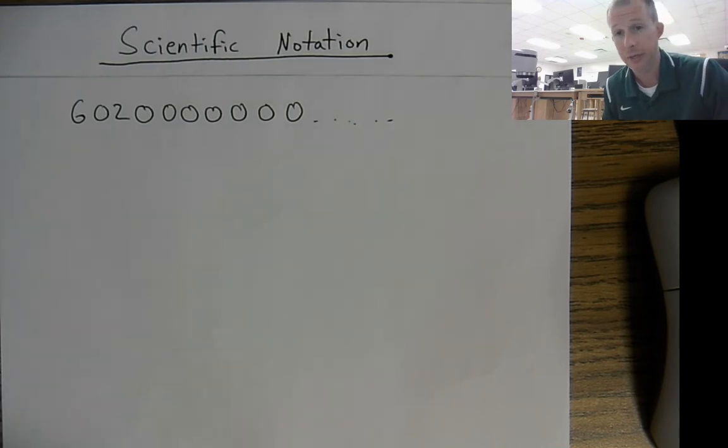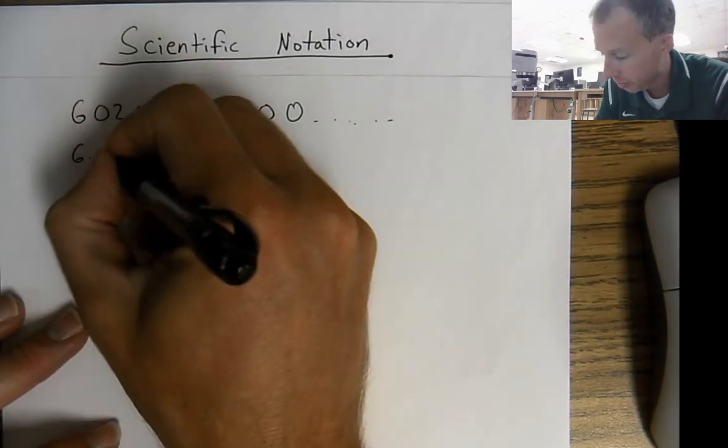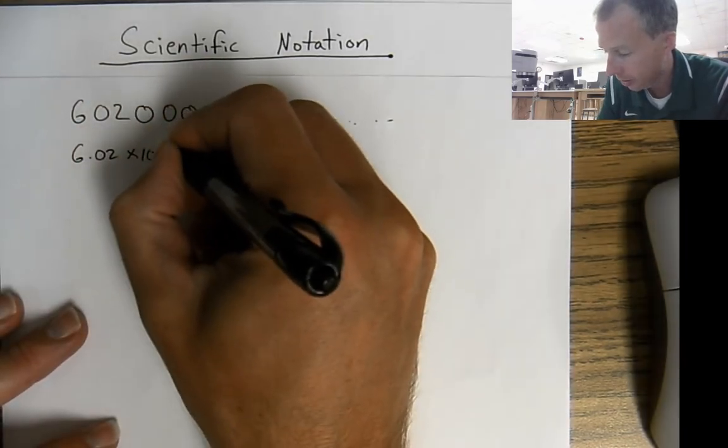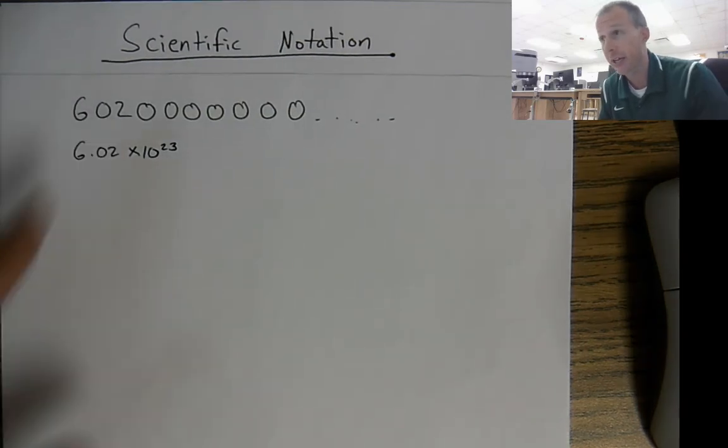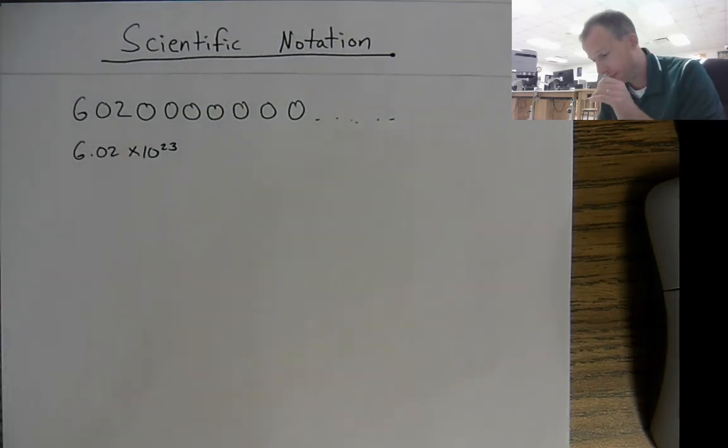I assume nobody actually wants to handwrite that ever, and I don't blame you. Instead, you just write it as 6.02 times 10 to the 23rd. That's how this would actually be written. This is much easier to deal with than that. It just is. So that's why we do it.